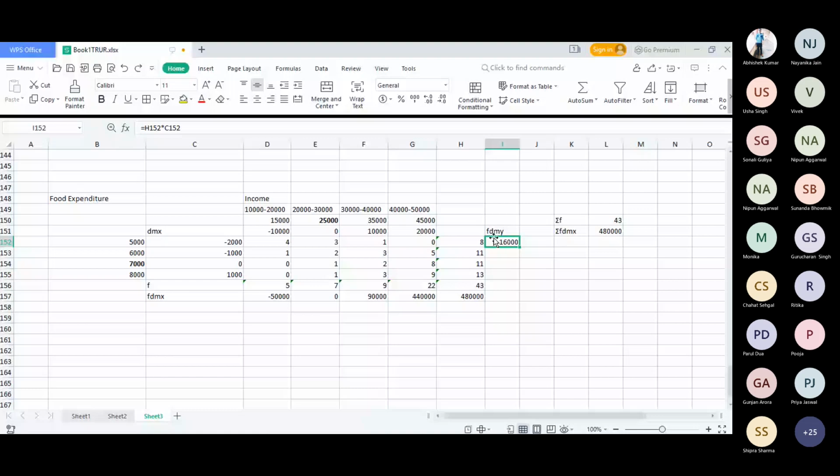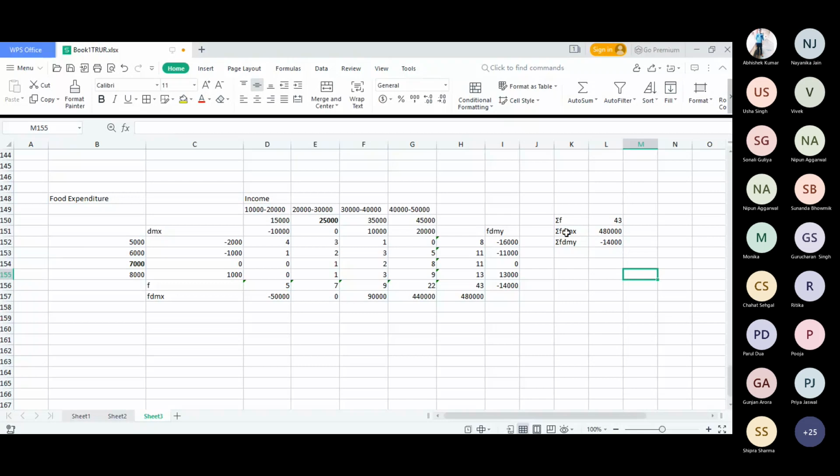So similarly, you can calculate the values of this, and now again the summation of f dmy you want. If we make the sum of this, it becomes minus 14,000. So the value of summation f dmy is minus 14,000. So that becomes the value of summation. So in the numerator, one value is left, that is summation f.